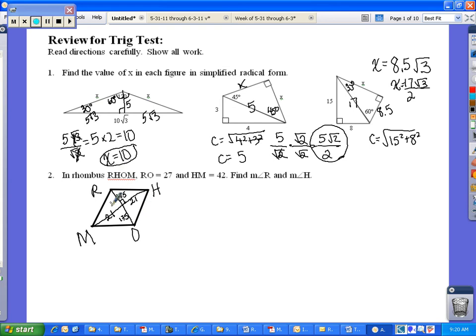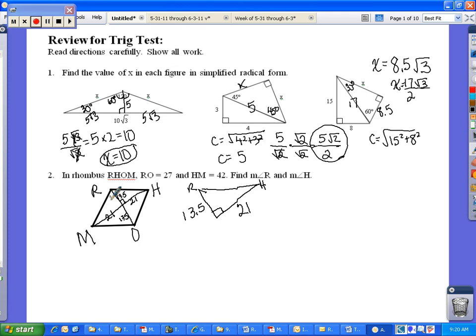Now, I'm going to pull out this right triangle right here. And that right triangle is going to look like this. Okay, I'm just going to make it a little bigger. This is R, and this is H, and then this is the 90-degree angle right here at the intersection. Again, this is 13.5 here, and this is 21. Now we need to find angle R. Okay, here's angle R right here.